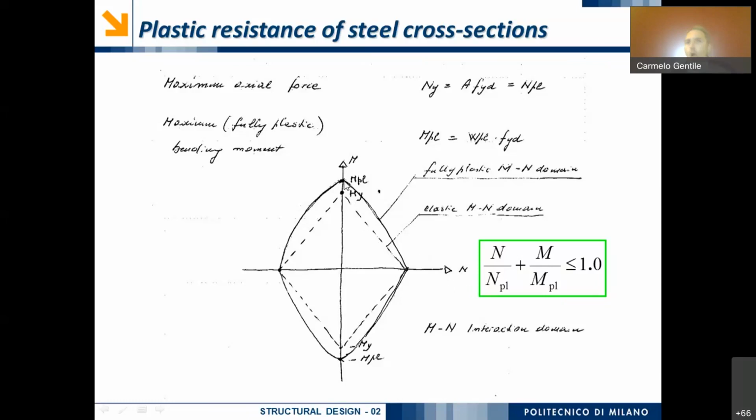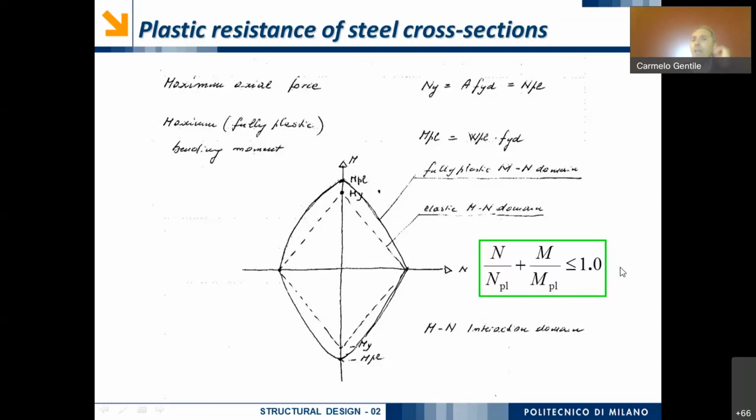So generally, the codes allow to make this kind of verification by using a formula which is very similar to the previous one. In the previous one, we have had the ratio between N and NY, okay? And here we have the ratio between N and NPL, plus the ratio between M and MY in the previous formula, and here we have M over MPL. The summation of these two quantities still should be less than or equal to 1, okay?